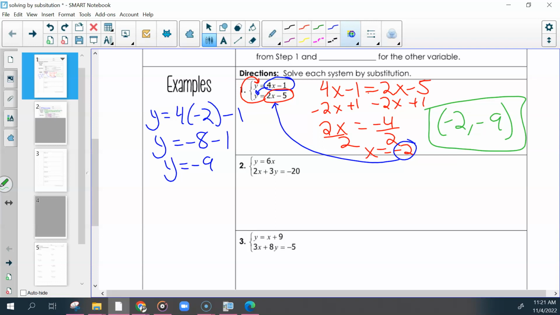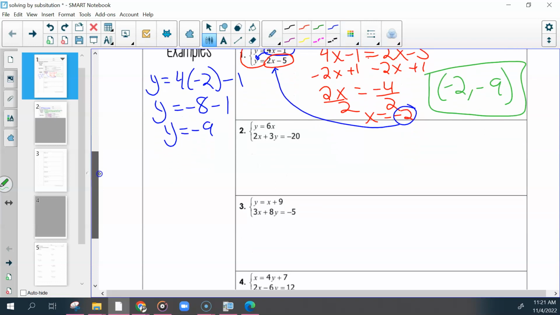This type of problem where you set it up equal to each other, you won't see a lot, but you will see. Most of them will be set up similar to these. So we're going to do number 3.